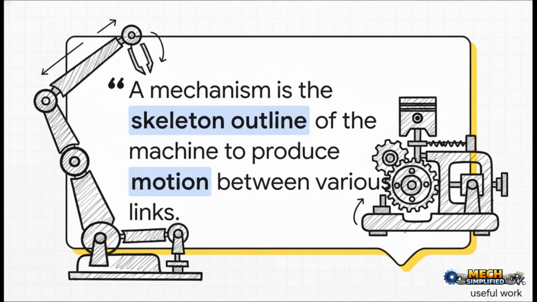I absolutely love this quote from one of our sources because it just nails the idea. A mechanism is the skeleton outline of the machine. It's so perfect. The mechanism is the pure skeletal logic of the motion. The actual machine is what you build around that skeleton to handle all the real-world forces and do useful work.